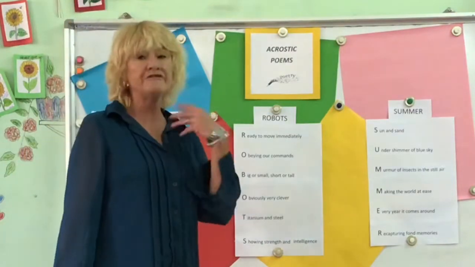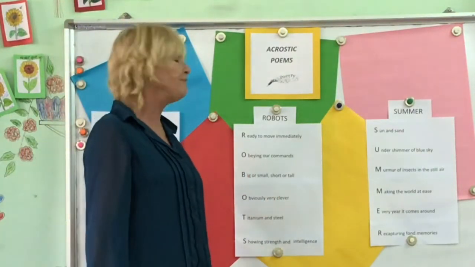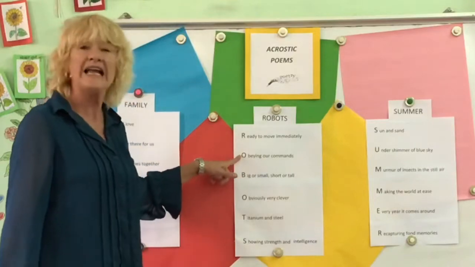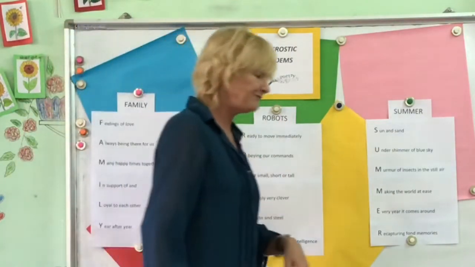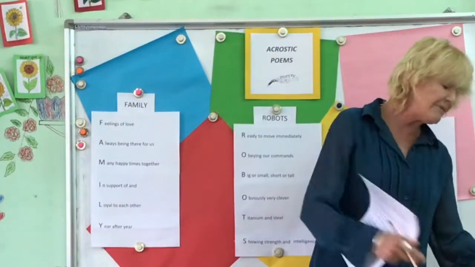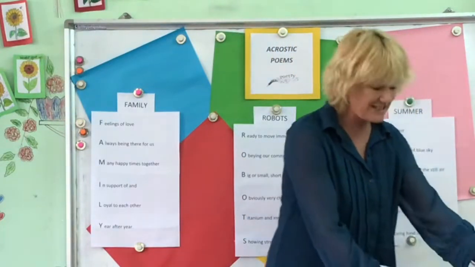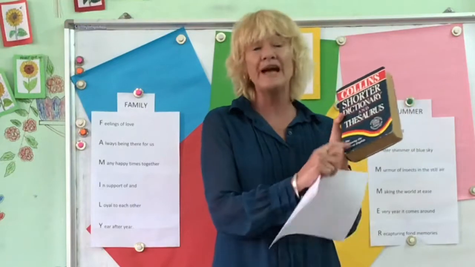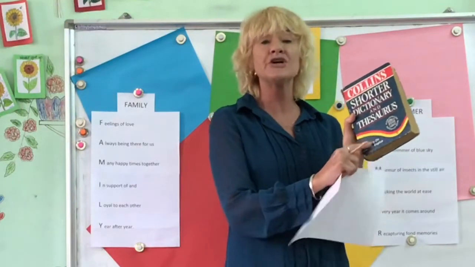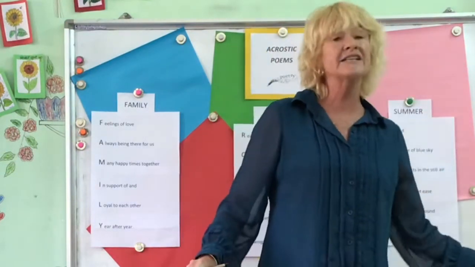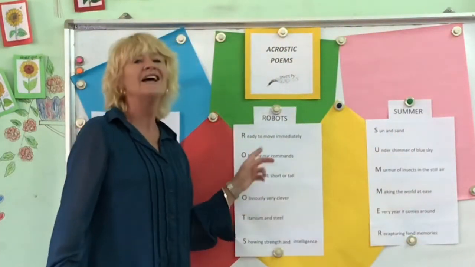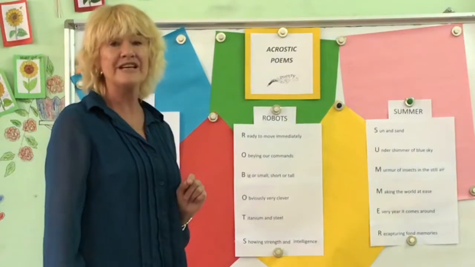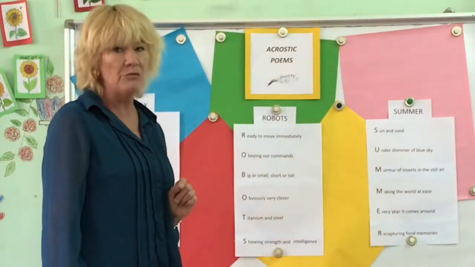Now, I used a lot of descriptive language in this poem. However, I was having a little bit of trouble with O. So, I went to my dictionary and thesaurus to help me. It helped me search for interesting and exciting O words. I saw the word obey. I thought that was perfect to include in my robot poem.